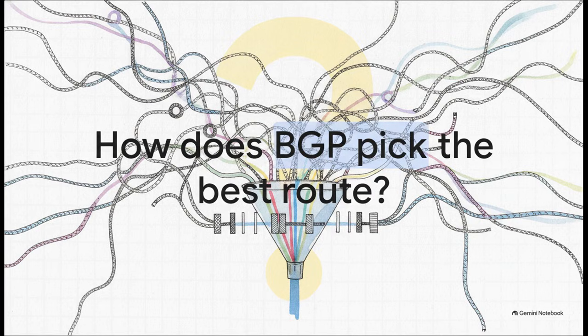Okay, let's dive into this, because it's kind of the ultimate networking question, isn't it? The internet is this massive, tangled web of overlapping connections. So when your router is staring at multiple different routes to get to the exact same destination, how does BGP decide which one is the absolute best path to take? Well, it relies on a very specific, strict funnel of elimination to make its choice.